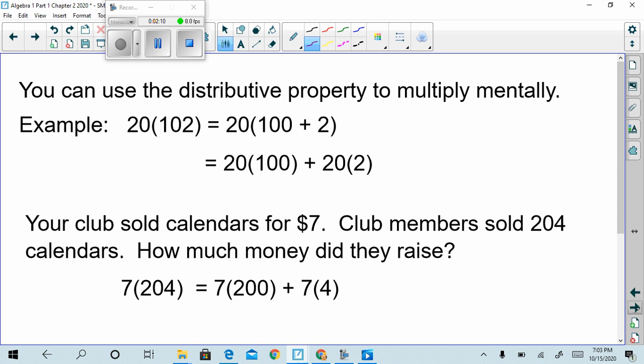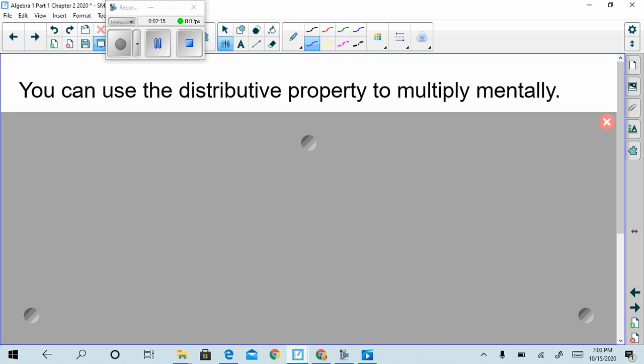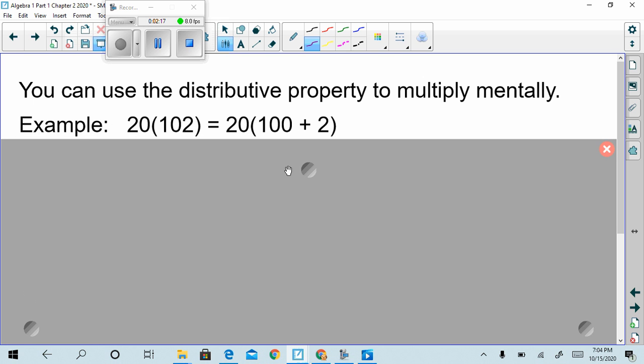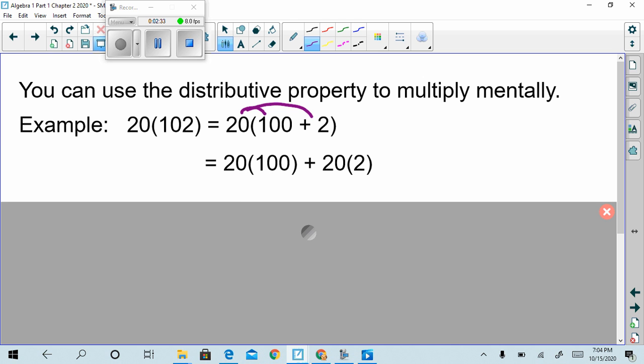Now, using the distributive property, we can use that for some mental math. If I'm giving you a problem like 20 times 102, I could think of 102 as 2 parts, 100 plus 2. And now I can go ahead and distribute, which means I can use my mental math to get 20 times 100. And I can multiply 20 times 2. And my end result, 2040.